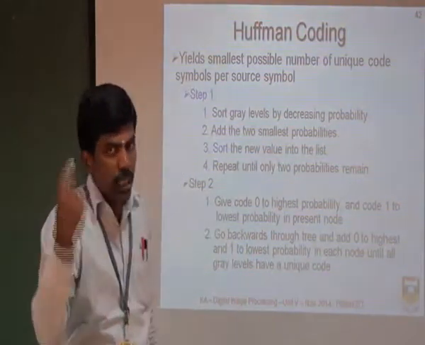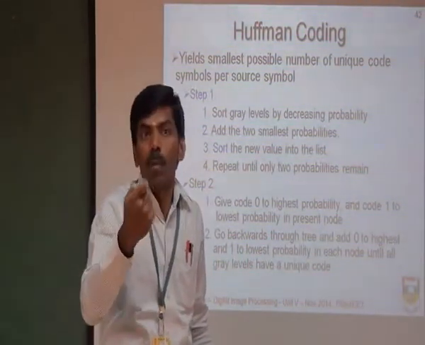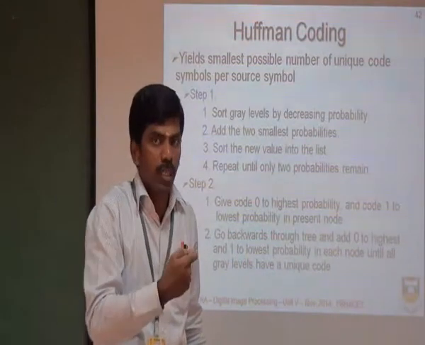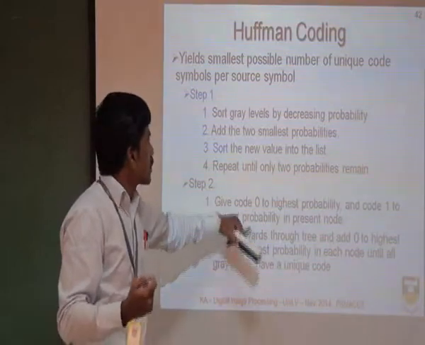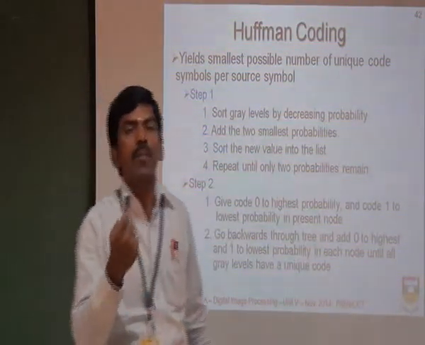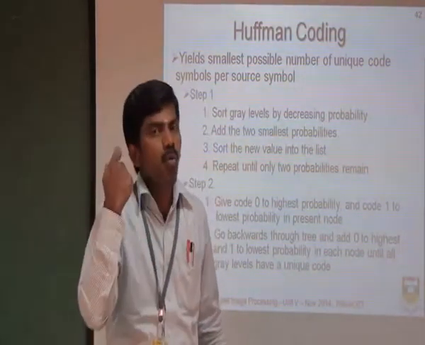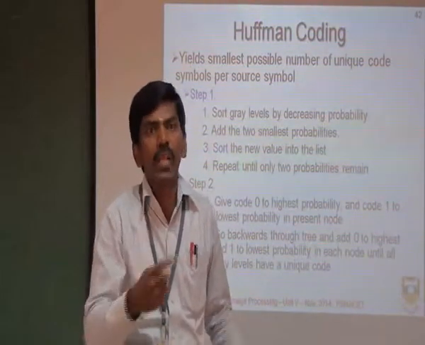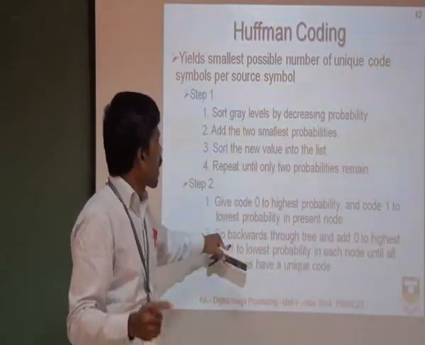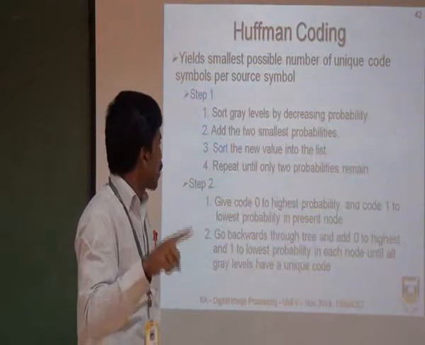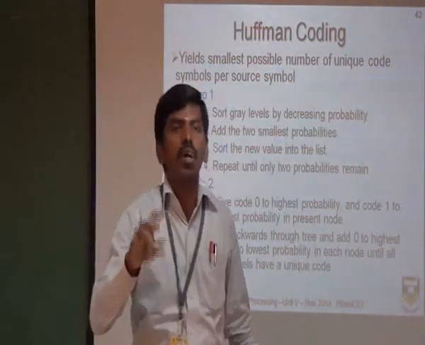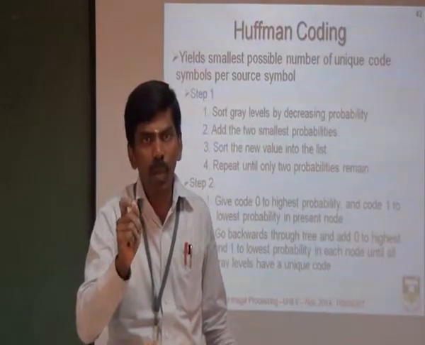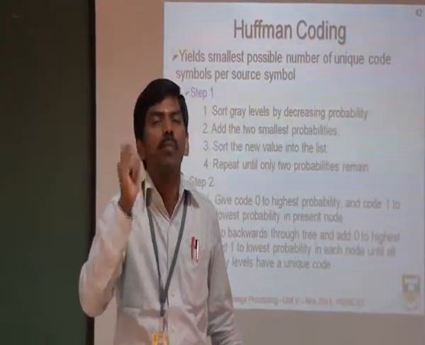What is step 2? We assign the code. It's a binary code; Huffman code is in coded form. Give code 0 to the highest probability and code 1 to the lowest probability during adding. Then go back from the end, adding 0 to the highest and 1 to the lowest at each node until we reach the first node. Finally, for each symbol or probability we can identify how many bits are needed.